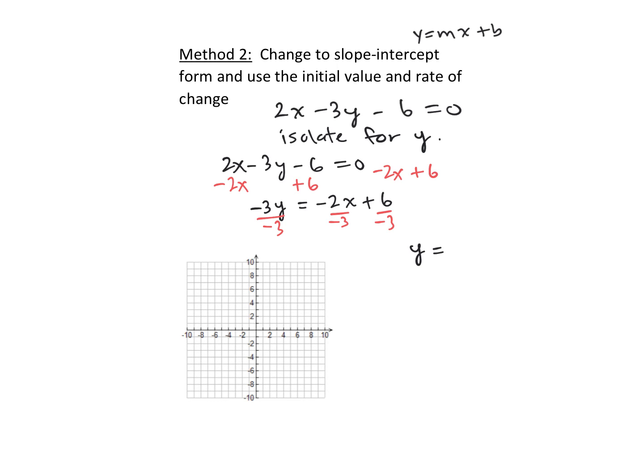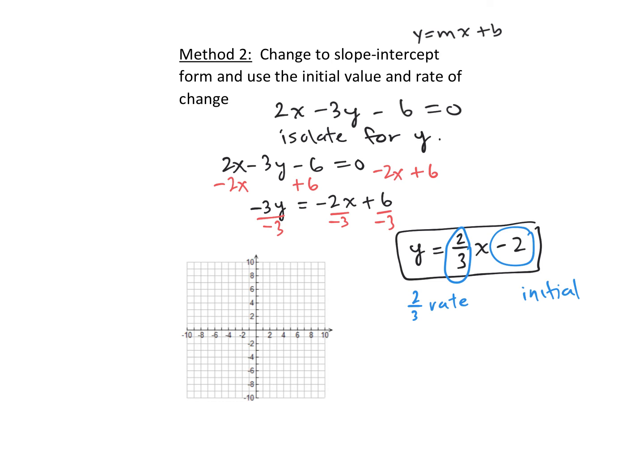So y, negative 3 divided by a negative 3 is 1. So 1y equals, a negative divided by a negative is a positive, 2/3 x. And then 6 divided by negative 3 is negative 2. So I've put it in slope-intercept form, where 2/3 is the rate of change, and negative 2 is the initial value. So negative 2 is the initial value, which is on the y-axis, 0, negative 2. And then the rate of change is up 2 over 3, 1, 2 over 3. And I could continue that to find more points.